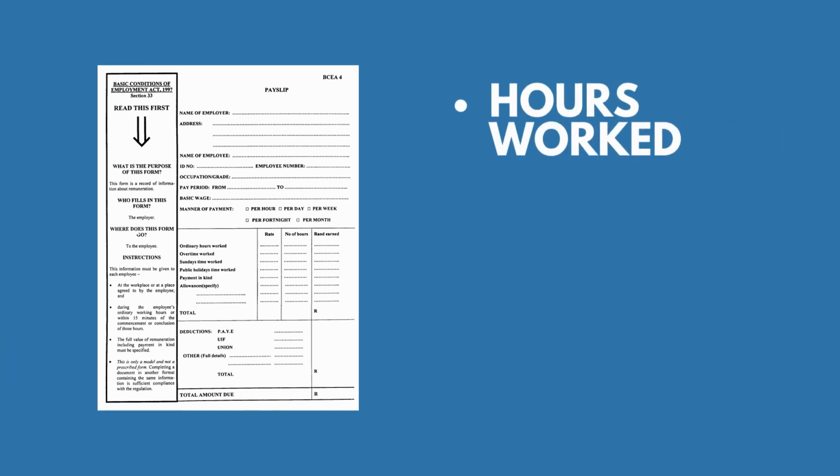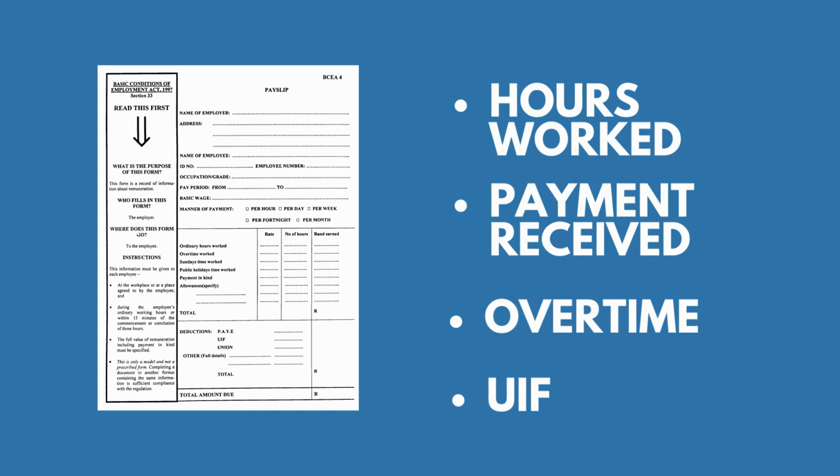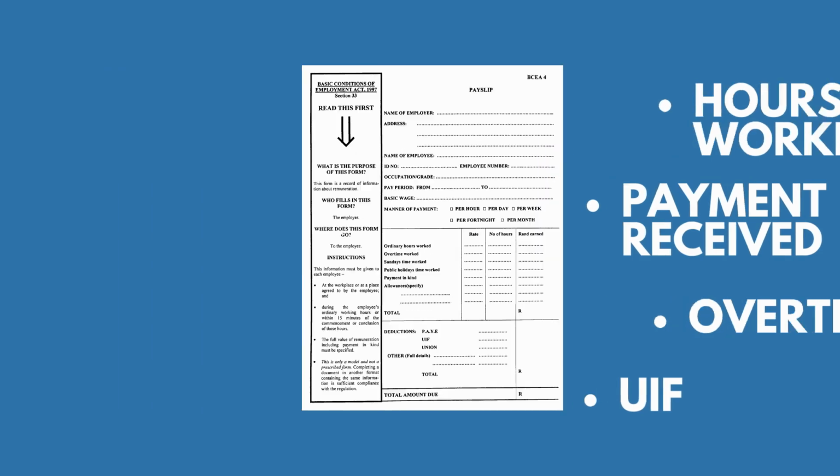Information that you will see on the payslip will be the following: the hours that the employee worked for the period, and the payment received for the total hours worked. If any overtime was worked, this must also be indicated on the payslip, as well as the UIF contribution.